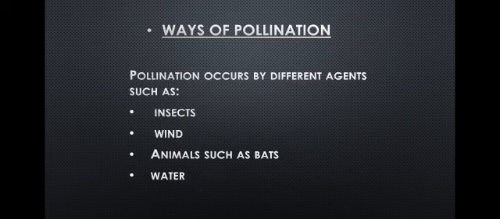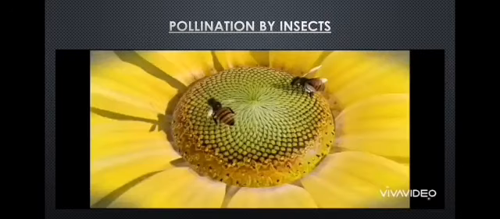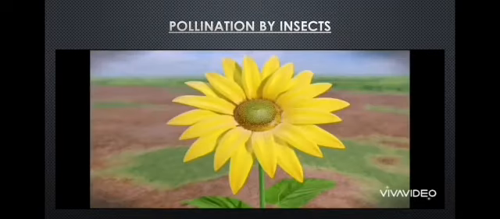Now, we shall discuss various ways of pollination. Pollination occurs by insects, animals, winds, and water. Here we shall learn only two ways. The first one is pollination by insects. Look at the video.